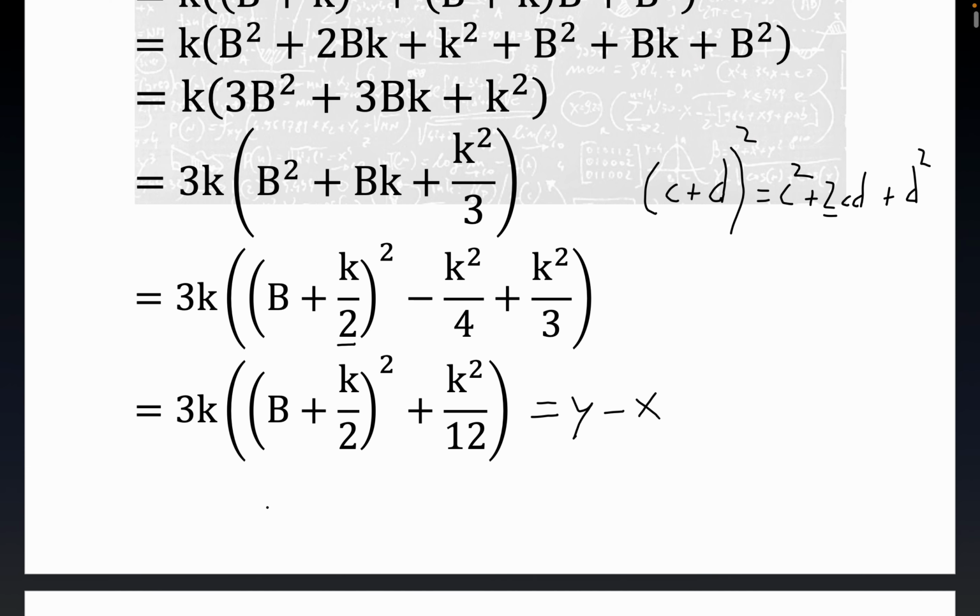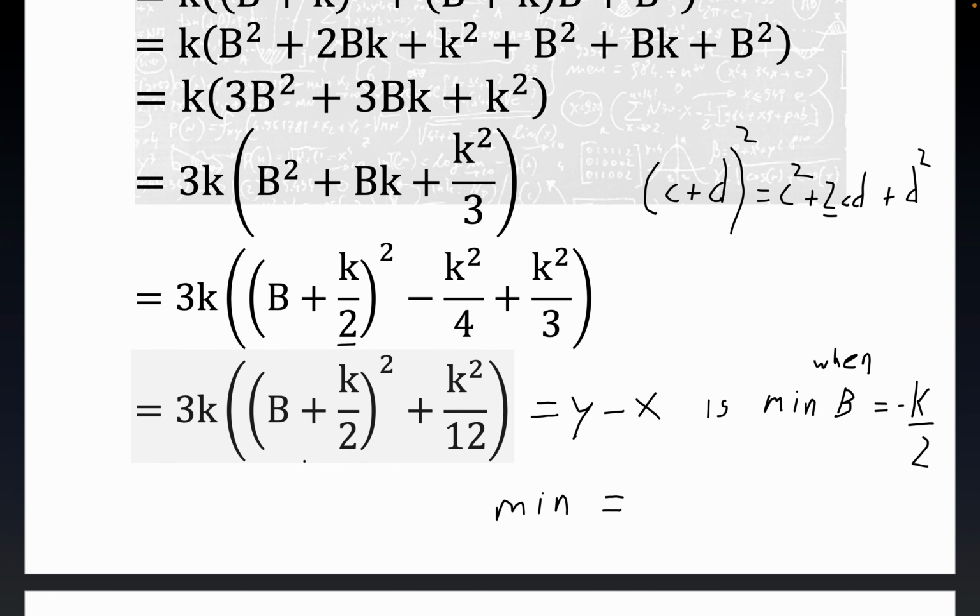Now you can clearly see that this thing achieves its minimum at b equals minus k over 2, right? Yeah, b is equal to minus k over 2. And I should have the word when in there, I guess. Y minus x is minimum when b is equal to minus k over 2. And it's very clear that that minimum value is the minimum value of y minus x.